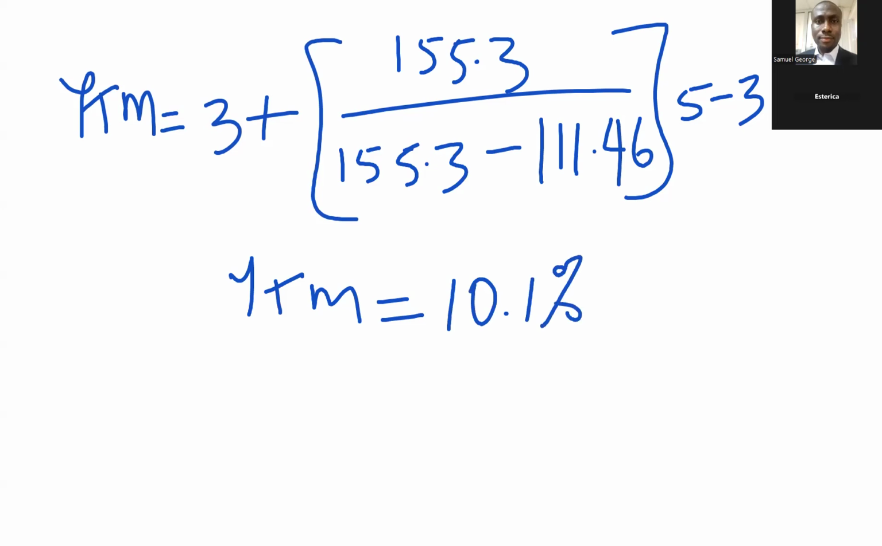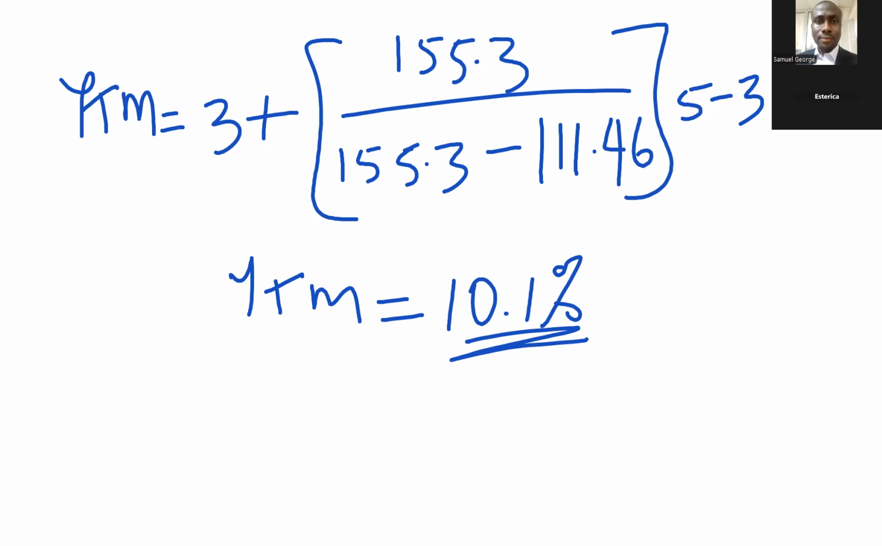10.1%. Approximately, I got 10.08, approximately 10.1%. Okay, so that is yield to maturity for bond A. Very quickly, let us go and calculate yield to maturity for bond B.